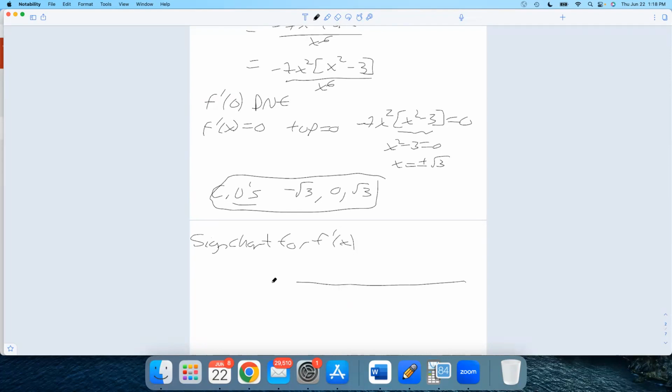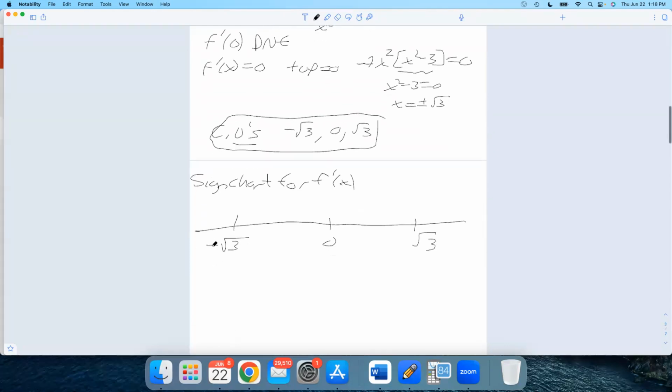So I'm going to, on here, list out all my critical values. Negative root 3, 0, and root 3. So notice I have 3 regions here. I've got this region here, negative infinity to negative root 3. Oh, I've got a lot more than 3. I've got 1, 2, 3, 4 regions.